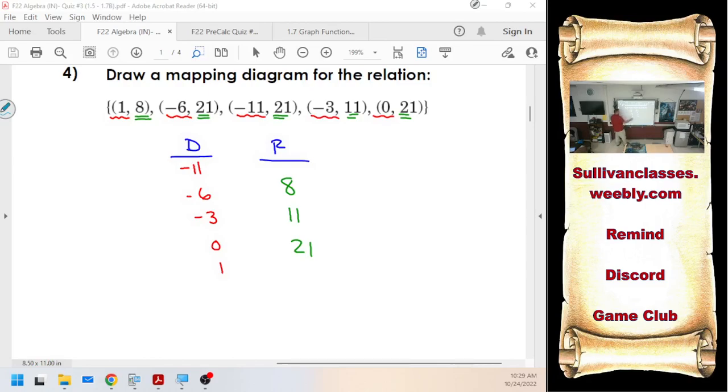We say 1 goes to 8. Roger that. -6 goes to 21. Roger that. -11 goes to 21. Roger that. -3 goes to 11. And 0 also goes to 21. That's it. It's done. I'm looking for, did you list your domain? Did you list your range? Did you cross the wires correctly? That's it. Okay?